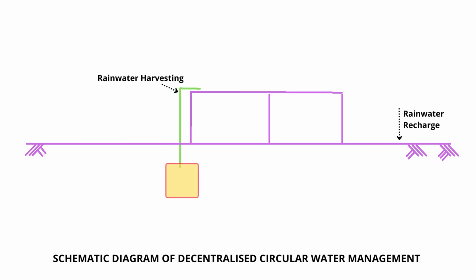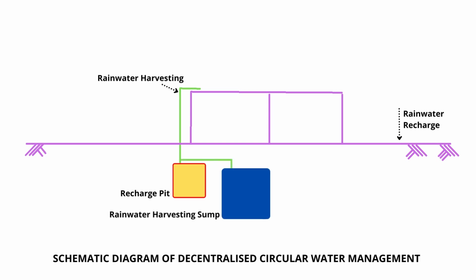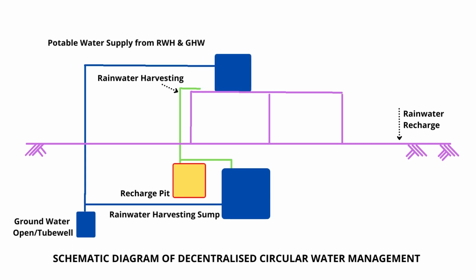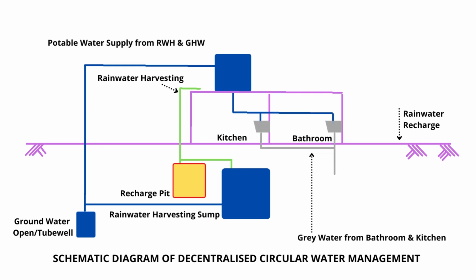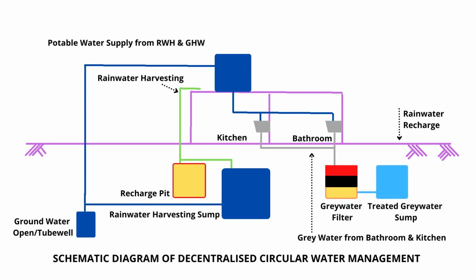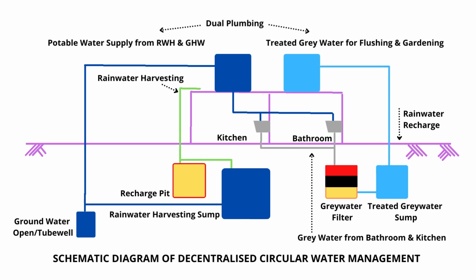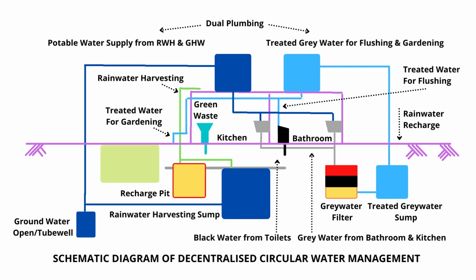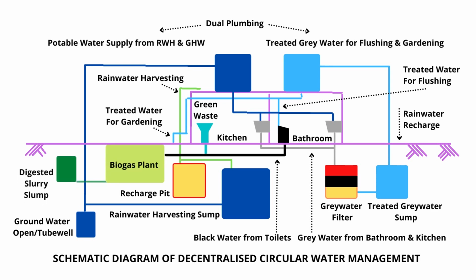Decentralized urban water management begins with a part of the rainfall falling on the roof being harvested in a sump and the rest being recharged into the aquifer through appropriate structures. This water is then accessed through pumping up to an overhead tank for potable water supply. The grey used water from the bathrooms and kitchen is treated and reused for flushing of toilets and gardening through a dual plumbing system after a mix of filtration, aeration and chlorination.